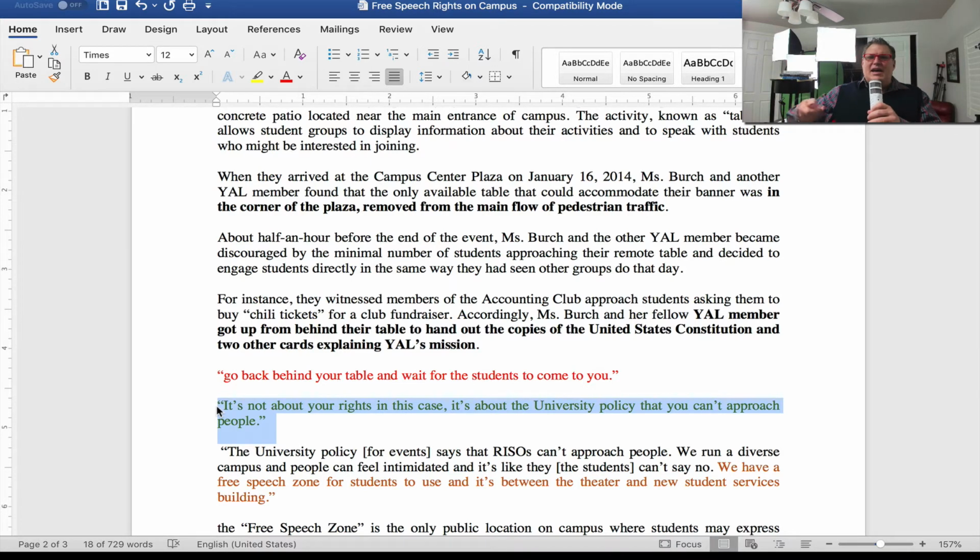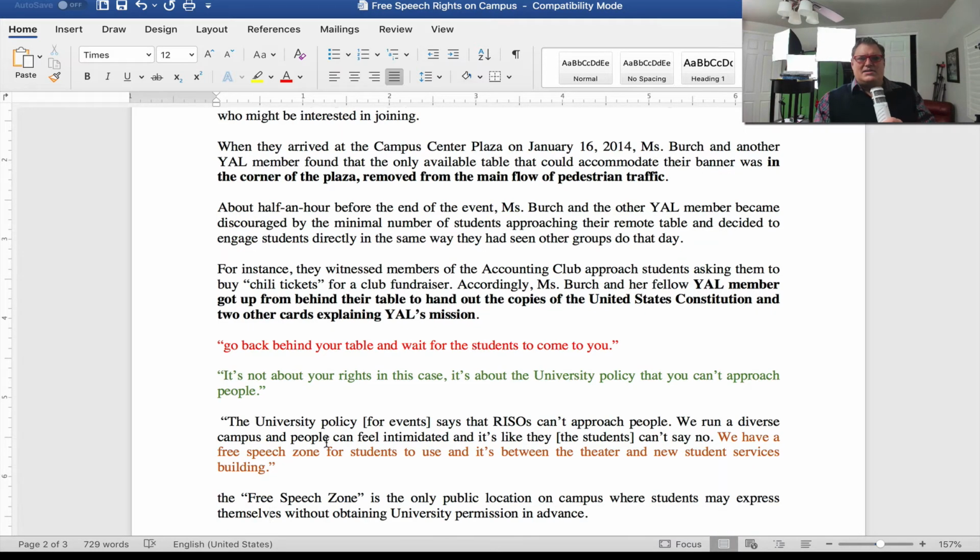So they're trying to hand out the Constitution, which is apparently part of what their group's about. Why you wouldn't want to let somebody hand out a Constitution, I don't know. I mean, half the cities you go into in the United States, somebody's trying to hand you something. The university policy for events says that RESOs can't approach people. We run a diverse campus and people can feel intimidated. And it's like the students just can't say no. Come on, college students, you just go like this. No thanks. Do it all the time.